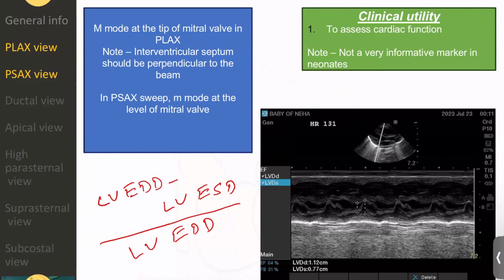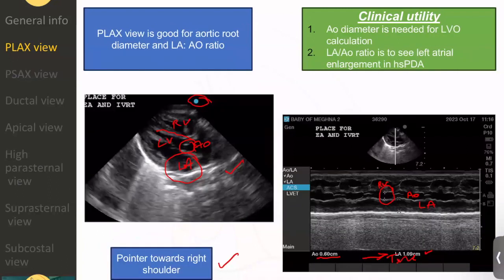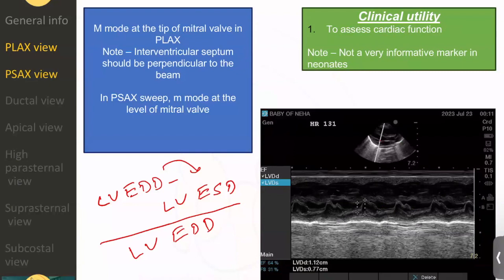So if the ventricle is pumping good, then this difference is more, right? So that means the fractional shortening will be more. If this difference is less, that means the contraction is very less. So where can we assess this fractional shortening? It is in the parasternal long axis view, but in the previous slide, the M mode beam was vertical. It was involving the aortic valve and the LA, right? And now the beam should be at the tip of the mitral valve. So the principle is that the beam should be at the tip of the mitral valve.